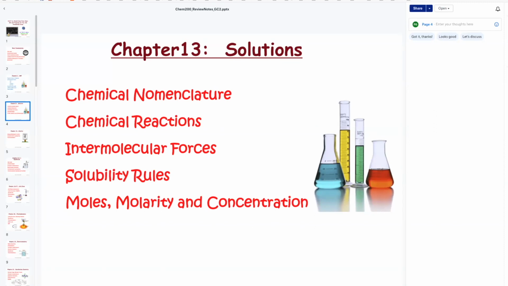Intermolecular forces is used here as well. Solubility rules. Why is potassium nitrate very soluble in water, whereas silver chloride is not? Okay. Also molarity and concentrations. You need to bring that to the table when we cover chapter 13.